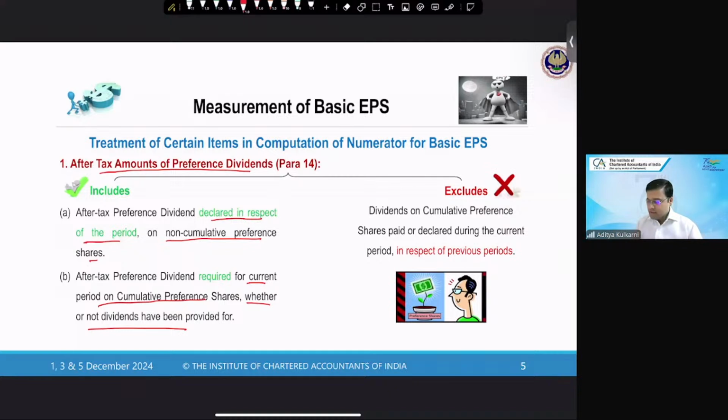Now, it excludes dividends on cumulative preference shares paid or declared during the current period in respect of previous periods. I told you already. Suppose in year 3, I pay for years 1 to 3. You will not include what is declared for the previous periods because they are already considered in the respective periods' earnings per share. Is it okay? Yes. Shall we proceed further?